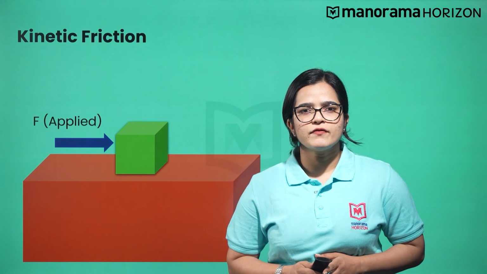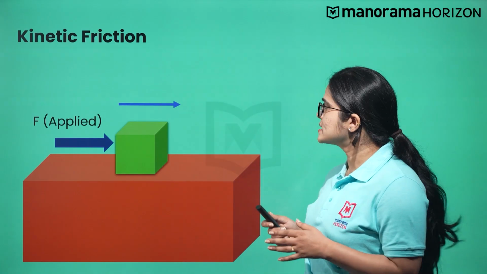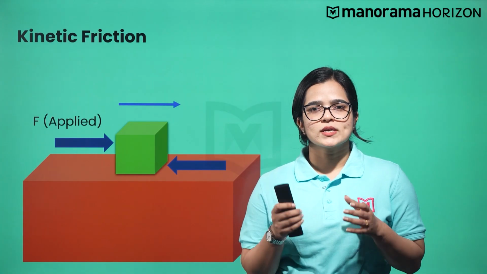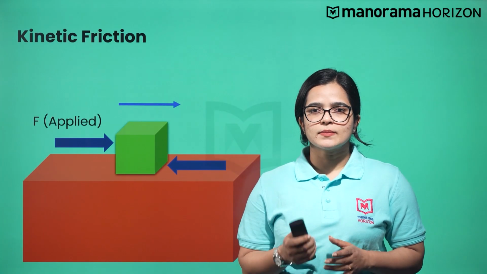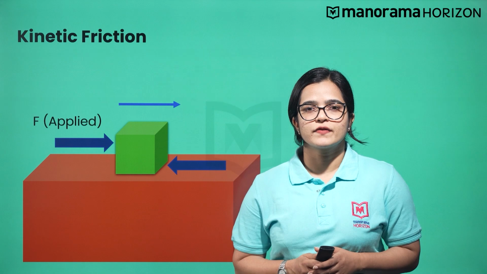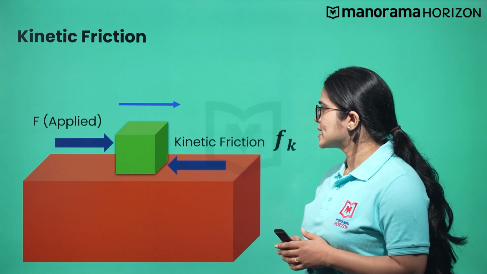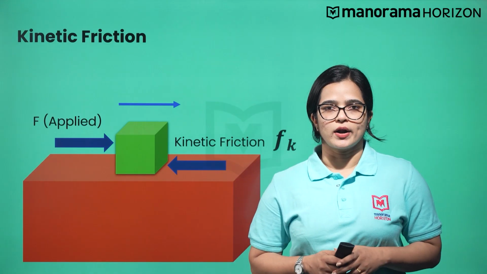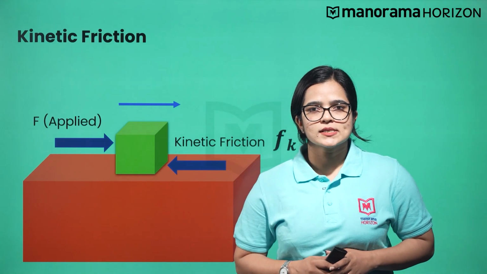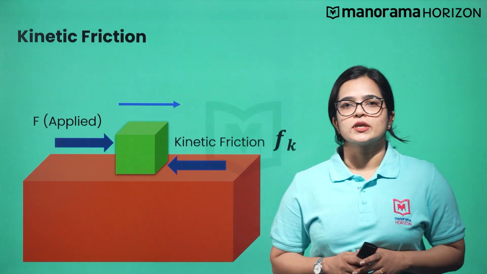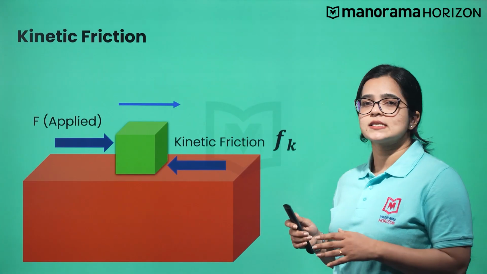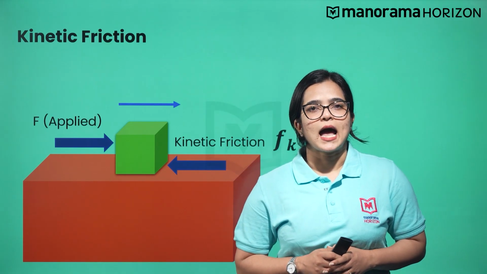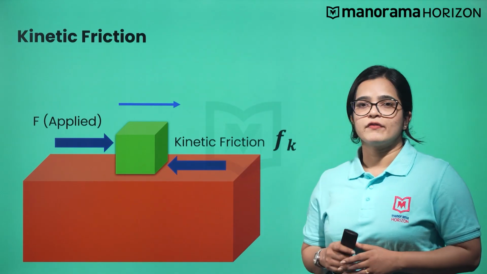Now, if you apply a force greater than the maximum static friction, the box moves. Once the body is in motion, it is subject to sliding or kinetic friction, which opposes the relative motion between the two surfaces in contact. Frictional force that opposes the relative motion between the surfaces in contact is called the kinetic or sliding friction, and it is denoted by Fk.